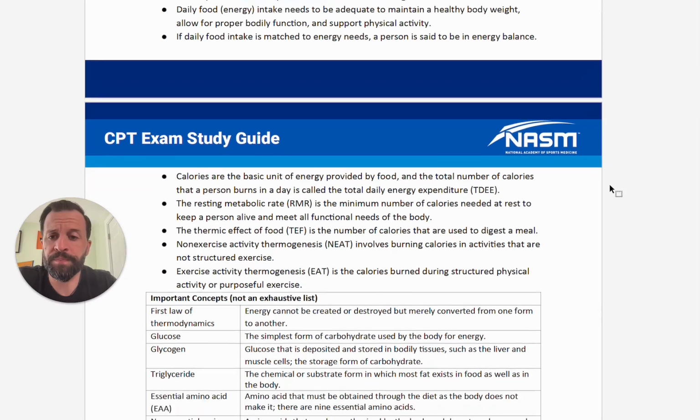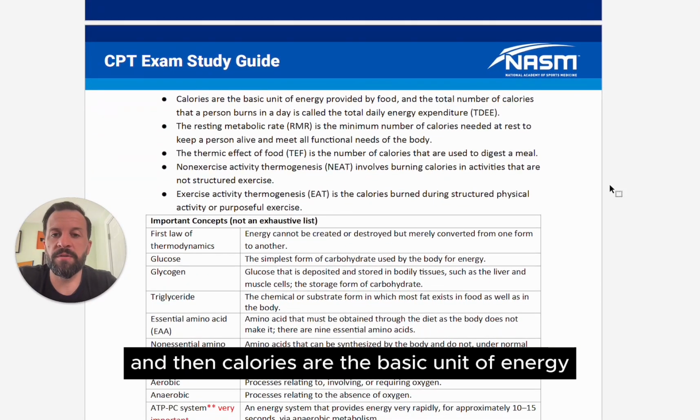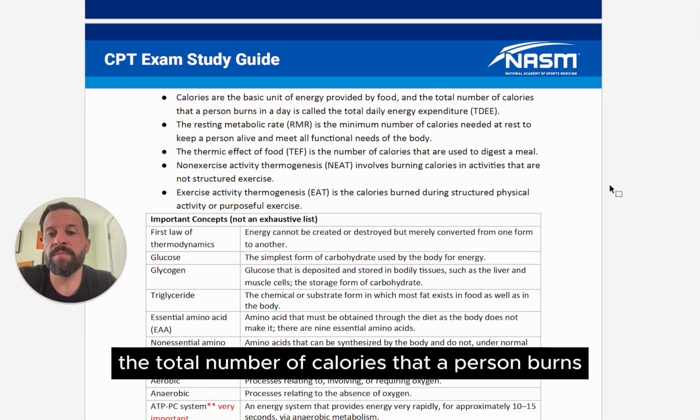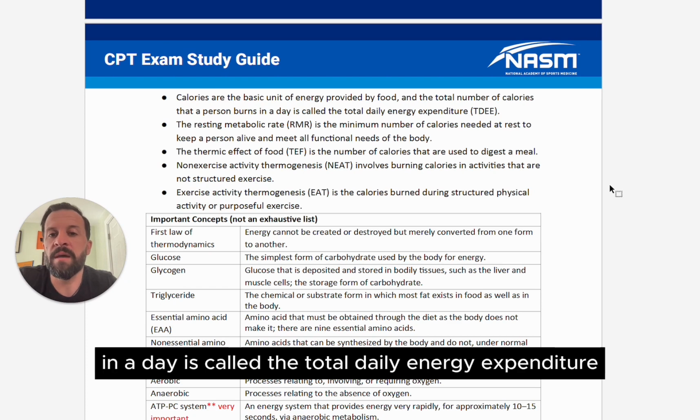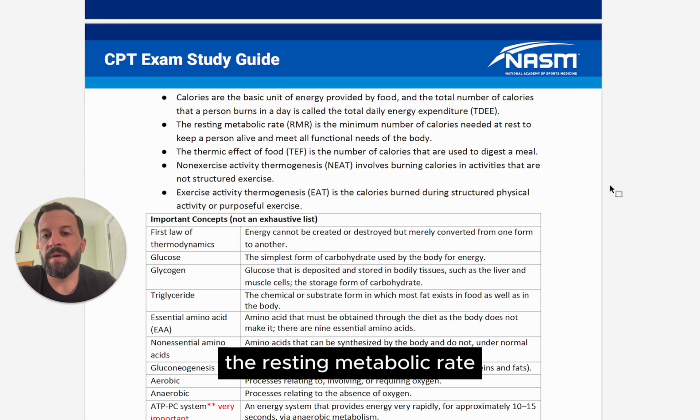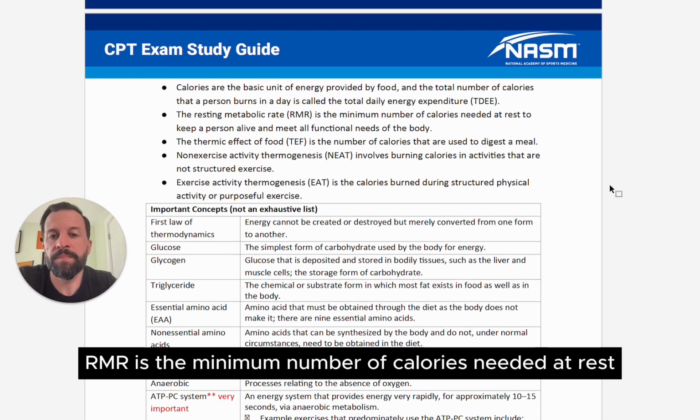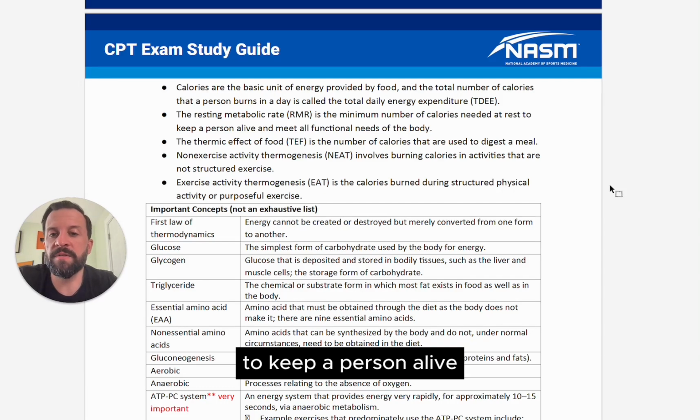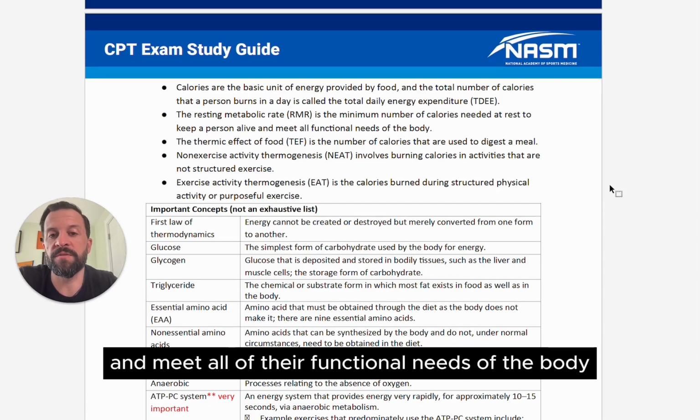And then calories are the basic unit of energy provided by food, and the total number of calories that a person burns in a day is called the total daily energy expenditure. The resting metabolic rate, RMR, is the minimum number of calories needed at rest to keep a person alive and meet all of the functional needs of the body.